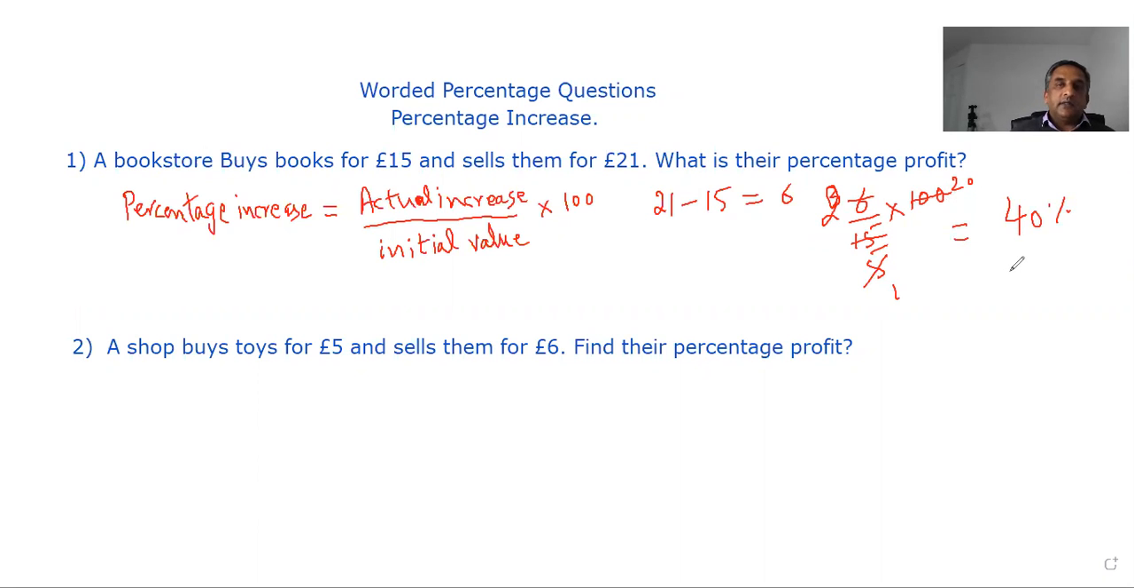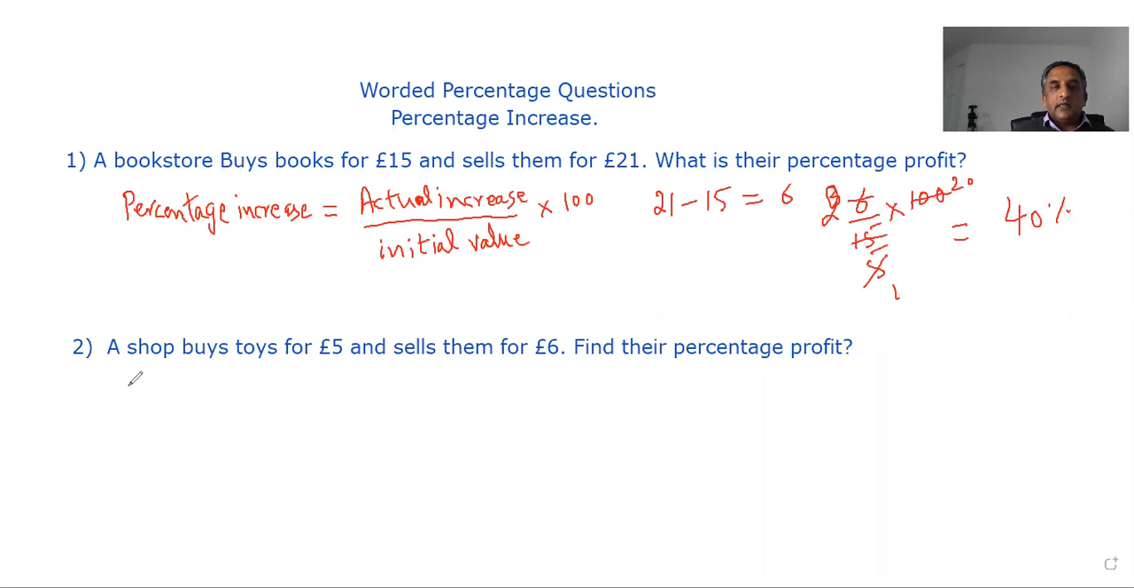Here, remember, we just have to find the percentage increase. So what was the percentage increase? That was 40%. If you don't understand this question, I will recommend you to rewind this video and watch it again. Now I'm going to show you how to do the second question. Remember the formula I have already written there. I'm not going to write down the same formula here. The formula is actual increase over initial value times 100. That is the formula to find the percentage increase.